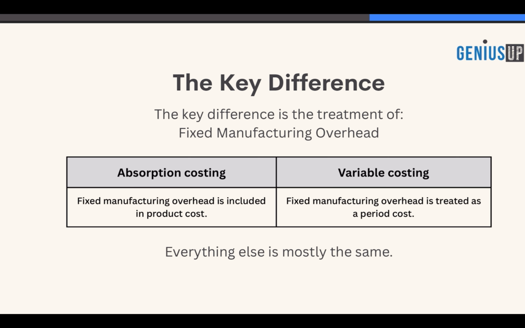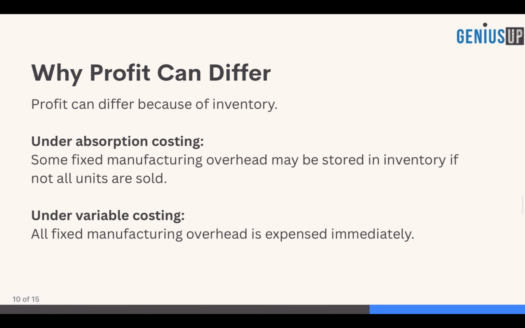The key difference between the treatment of fixed manufacturing overheads under absorption costing and variable costing is that fixed manufacturing overheads are included as a product cost under absorption costing. However, under variable costing, the fixed manufacturing overheads are treated as a period cost, meaning that they are expensed immediately.